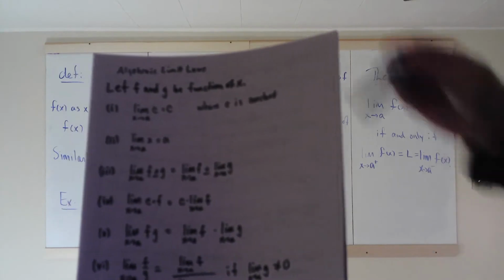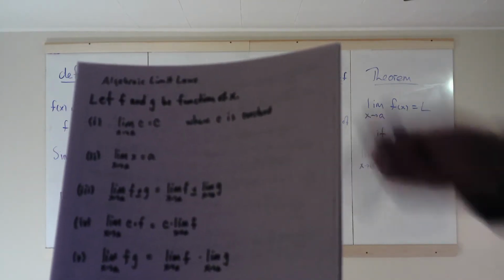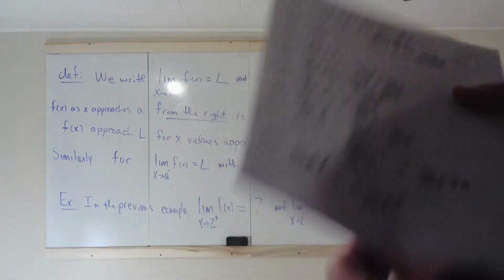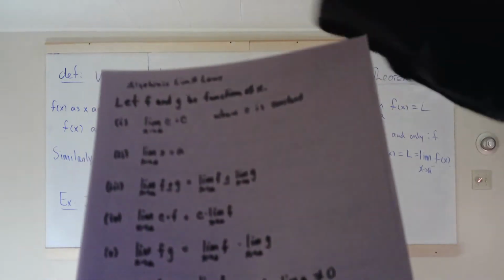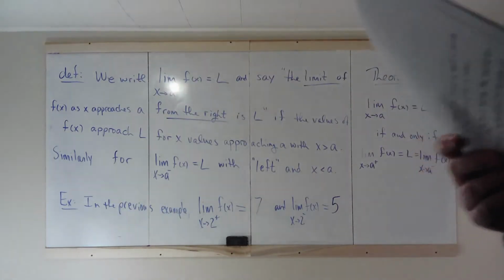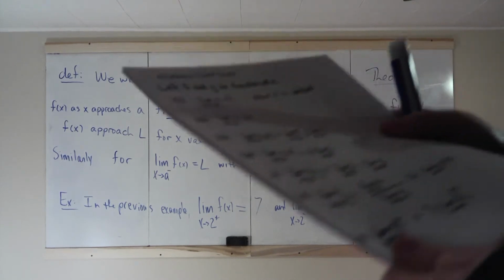Algebraic limit laws, let f and g be functions. We actually talked about the first two. Limit of a constant as x approaches a is that constant. We saw that in the example with f of x equals 4. Second one we saw in the example f of x equals x. Limit as x approaches a of x is just a. So we already saw those. These other 5 rules we will use. We haven't seen them yet because we haven't done limits algebraically. But let's look at them.